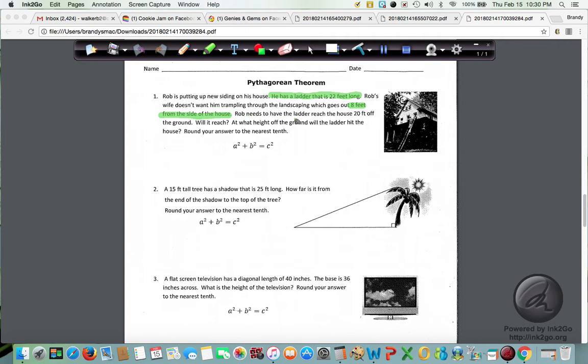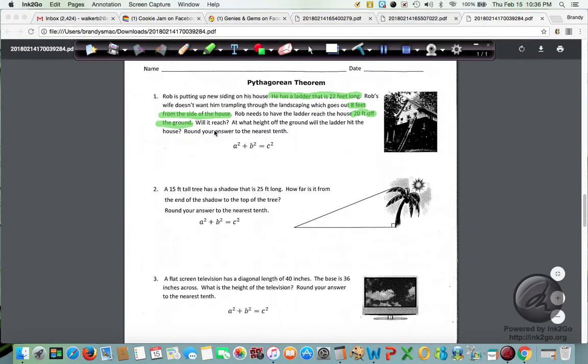Rob needs to have the ladder reach the house 20 feet off the ground. The reason this is important is because we need to know if it will reach. That's one of our questions. Will it reach? At what height off the ground will the ladder hit the house? Round your answer to the nearest tenth. So this is a multi-step problem. First, we're given 3 numbers. We're given our A, B, and C. We need to know if that will work.